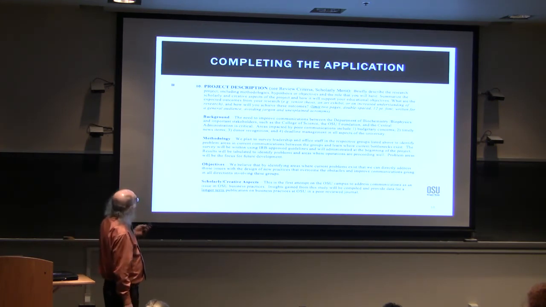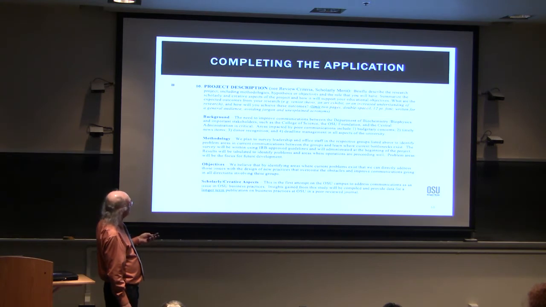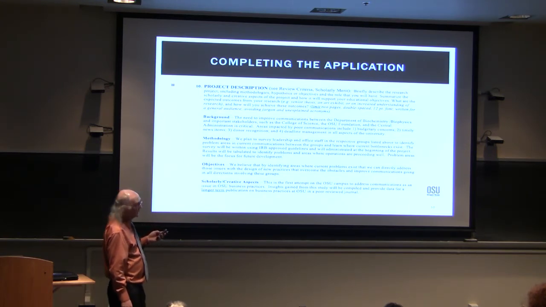Now, briefly describe the research project, including the methodologies, hypothesis, or objectives, and the role that you, the student, will have. Summarize the scholarly and creative aspects of the project and how it will support your educational objectives. What are the expected outcomes from your research? That is, are you doing a senior thesis, an art exhibit, increase understanding of research, and so on. And how will you achieve these outcomes? Limit 2 pages, double-spaced, 12-point font, written for a general audience, okay? Avoiding jargon and unexplained acronyms.